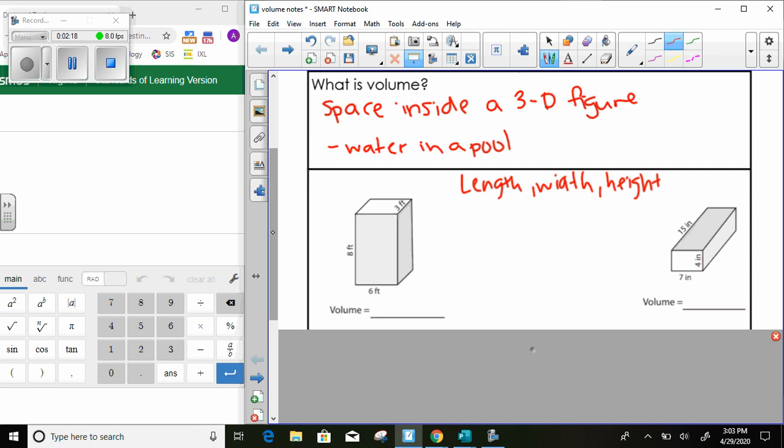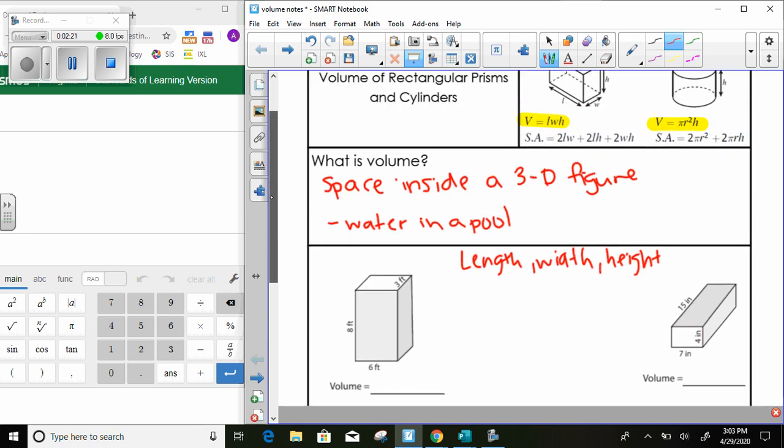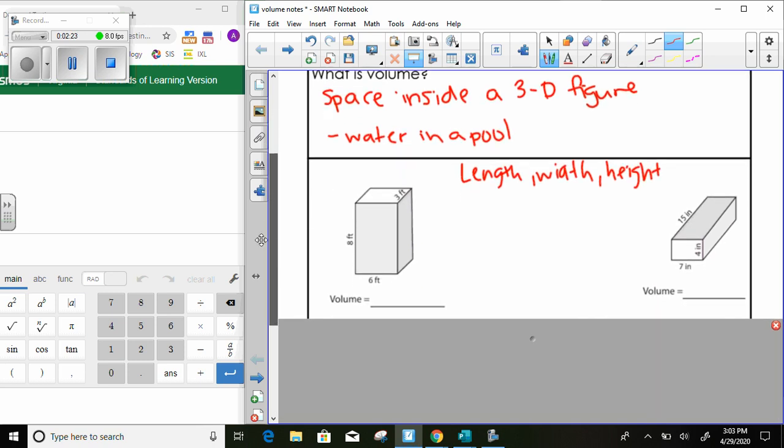Now looking back at the top of our paper, we know that the formula for a rectangular prism is just multiplying those three values together. So volume equals L times W times H. Now what we have to do when we're looking at this figure is label which one is the length, width, and height. And I will tell you that as long as you label them and keep that consistent, it doesn't matter which one is the length, width, and height. So I'm going to label 6 as our length. I'm going to label 8 as our height. And I'm going to label this 3 as our width.